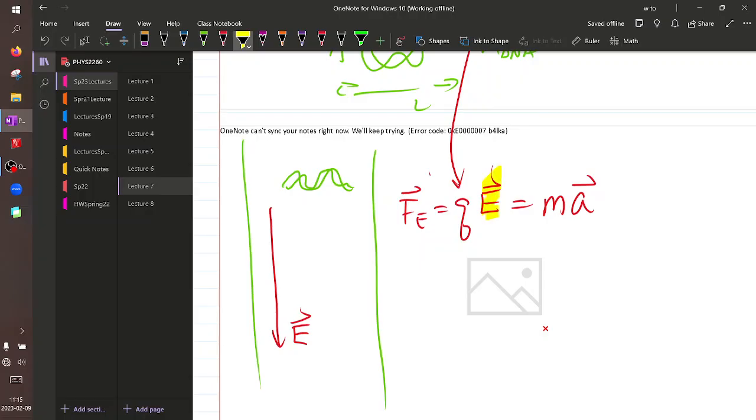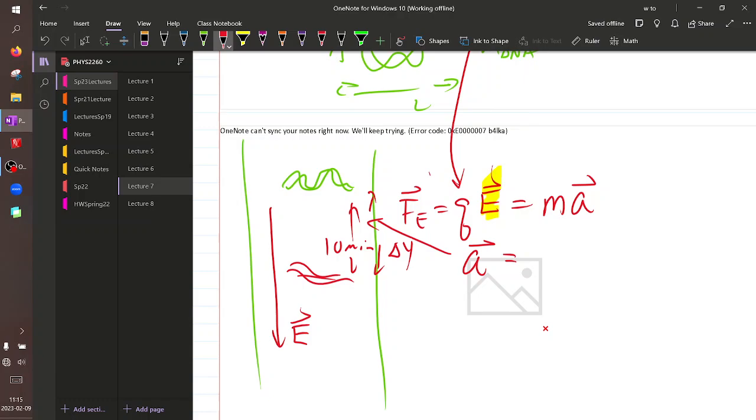You can set the electric field to be whatever you want. The acceleration downward, you can measure by just looking at the DNA: how far does it go down after maybe 10 minutes or something like that. These DNA move pretty slowly. So this acceleration is going to be proportional to how far this delta y is, how far it moved down. Hopefully that makes sense.